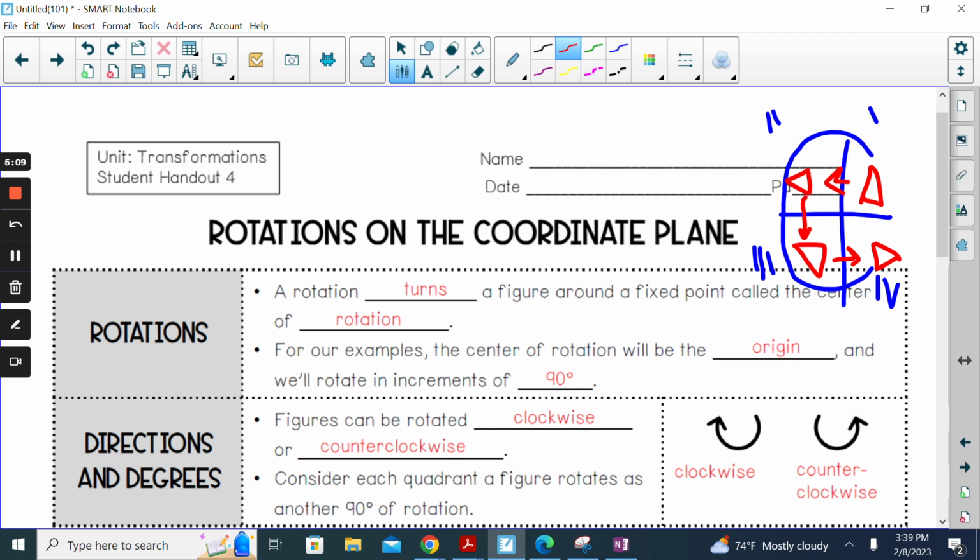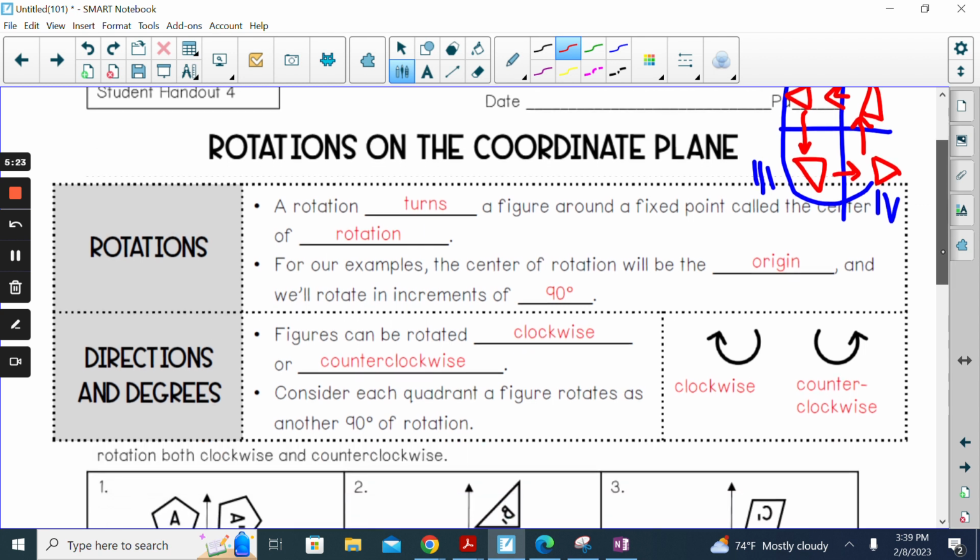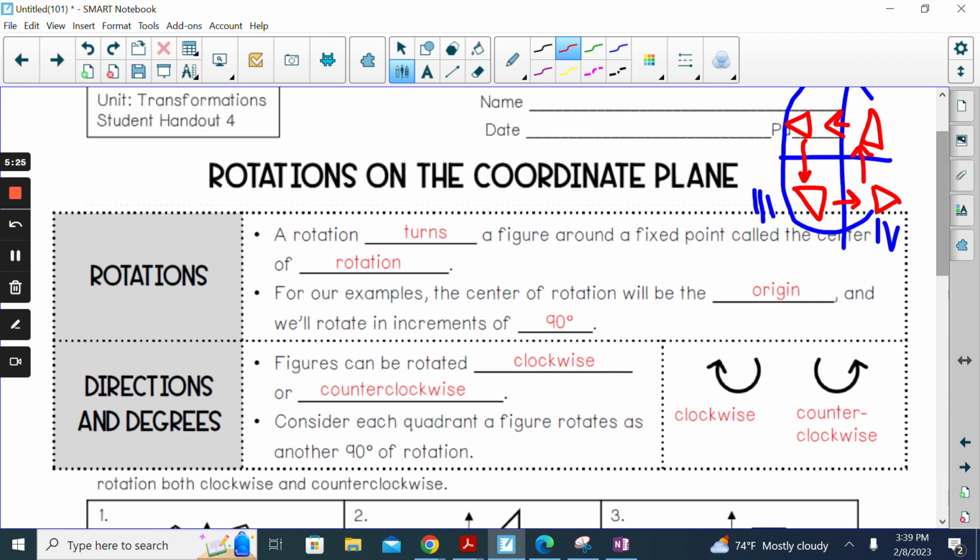And then if you went again, 360. Most people know, full circle, we've come all the way back to where we started. And we did 90 degrees each time we turned it into a new quadrant. So in my example, we did counterclockwise because we went the opposite direction of the way a clock spins.